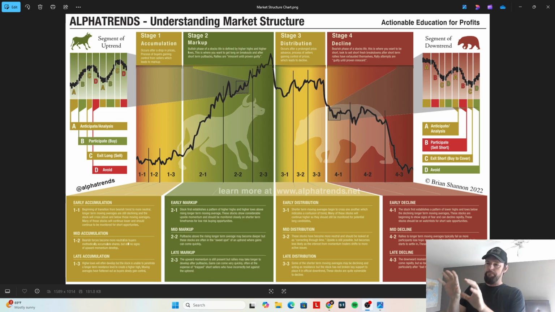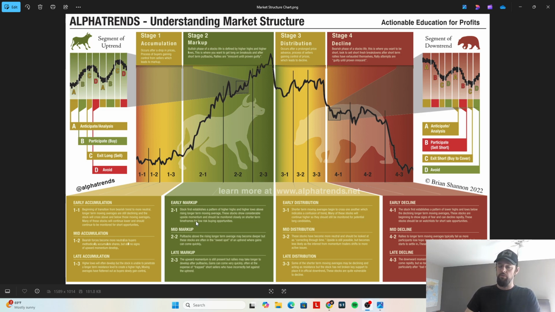But this, in my opinion, is the foundation of technical analysis. This is a 30,000 foot view of strictly technical analysis, and it's all about understanding the market structure. So you can go to alphatrends.net, and you can find this same diagram that I've got here.